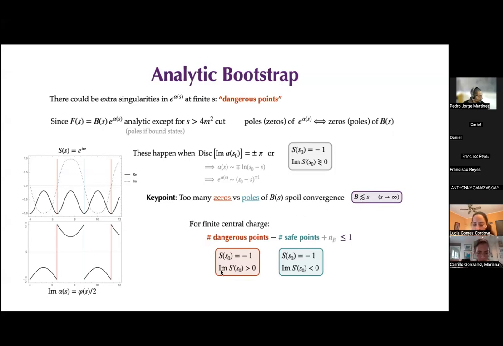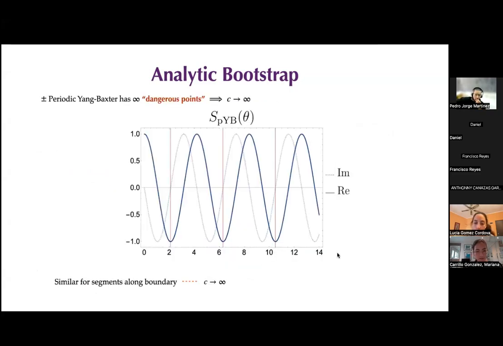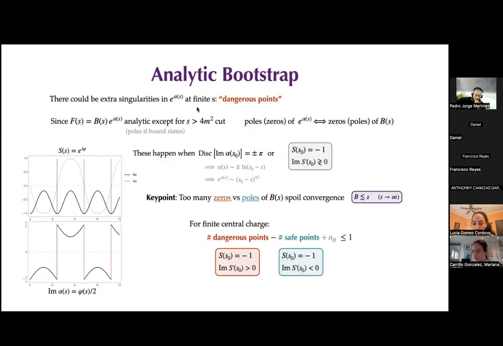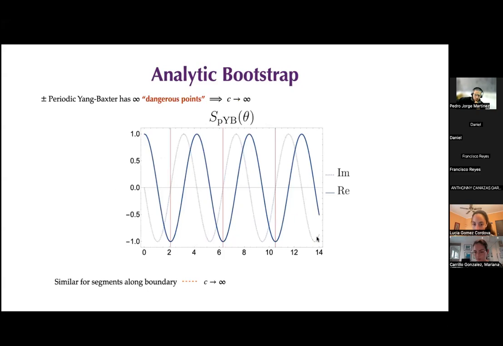So basically, if the S matrix passes through -1 with a given slope of the imaginary part more times than when it passes -1 with the other imaginary part, then your central charge can diverge. So there's also a similar thing for K. But this, for instance, explains why the Yang-Baxter has C equals infinity. Basically, if you plot this function in terms of theta or S, you see that it has infinite dangerous points, such that this condition here is never satisfied, so you have C equals infinity.